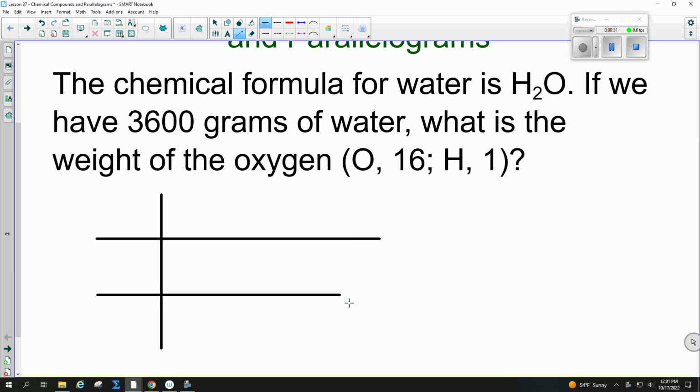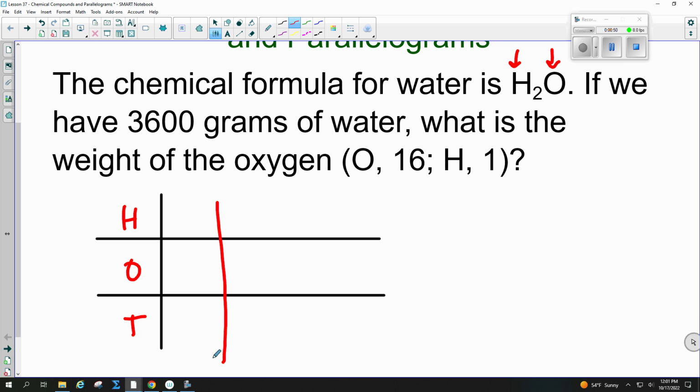So for this one, we have the H's, which are hydrogens, and the O's, which are oxygens. So we're going to do H, O, and T for total: hydrogen, oxygen, total. Now, the first thing you're going to write is the subscripts. So there are 2 hydrogens in each little water compound, and there's 1 oxygen for a total of 3 molecules.